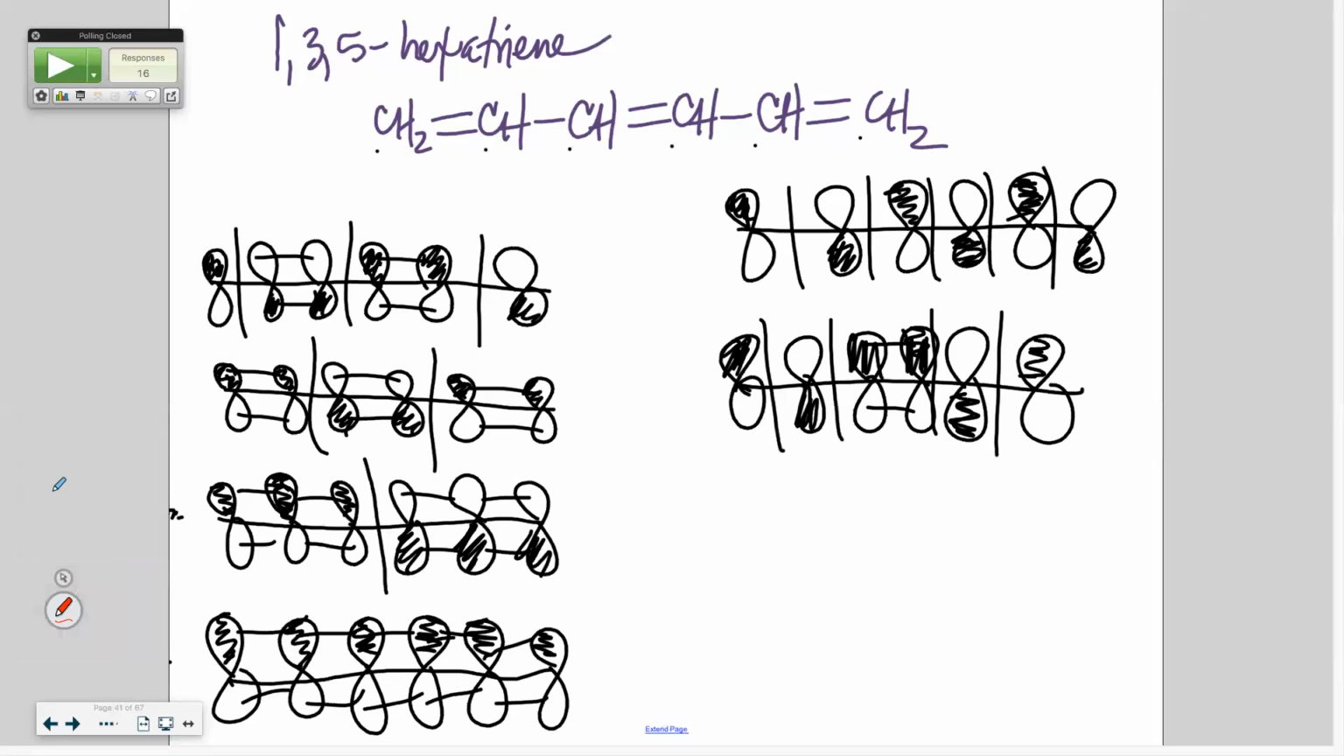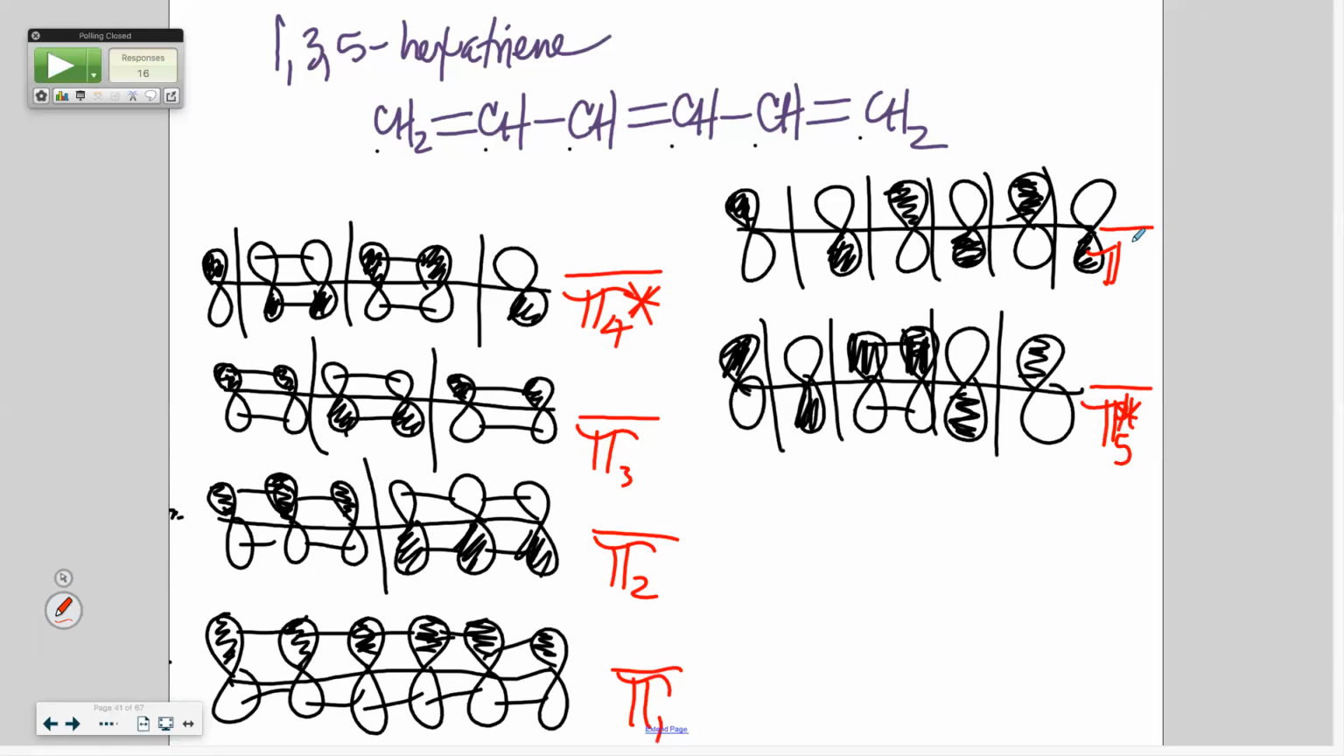The first 3, okay? So that designation is going to be pi 1, pi 2, and pi 3. The last 3 are anti-bonding, right? Okay, so this is going to be pi what? 4 star. It's a 4 star. This one is above pi 4 star. This is pi 5 star. This one is a pi 6 star.